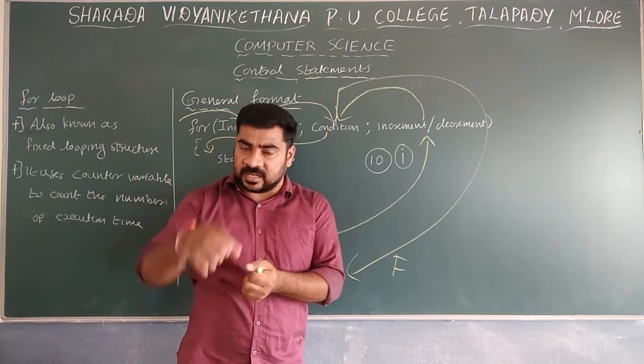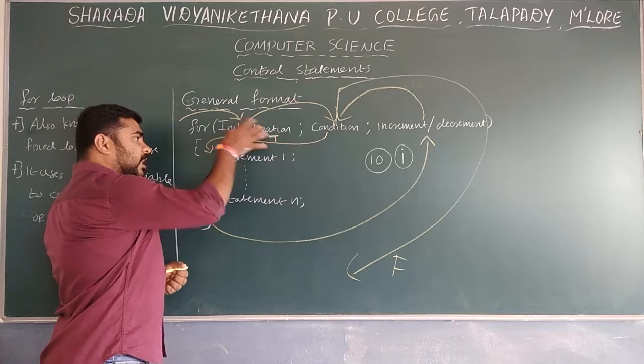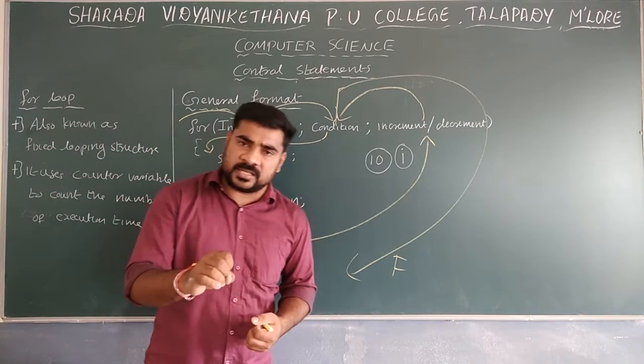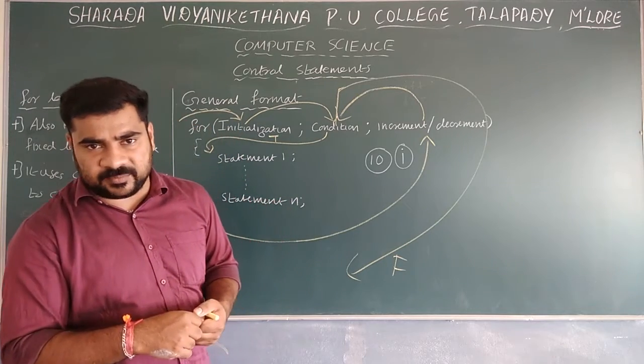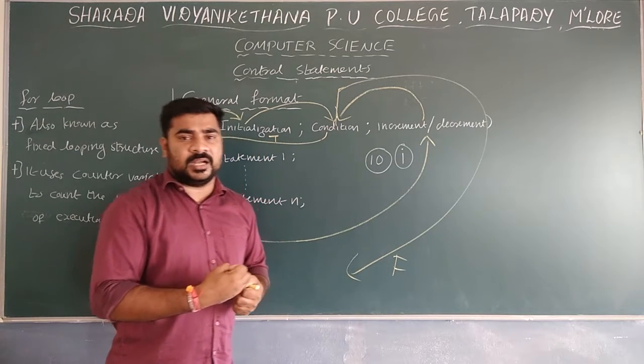You can see the same topic once again here. And one more thing, in the case of the for loop, initialization takes place only once. The remaining things will be executed and repeated again and again until the condition becomes false.